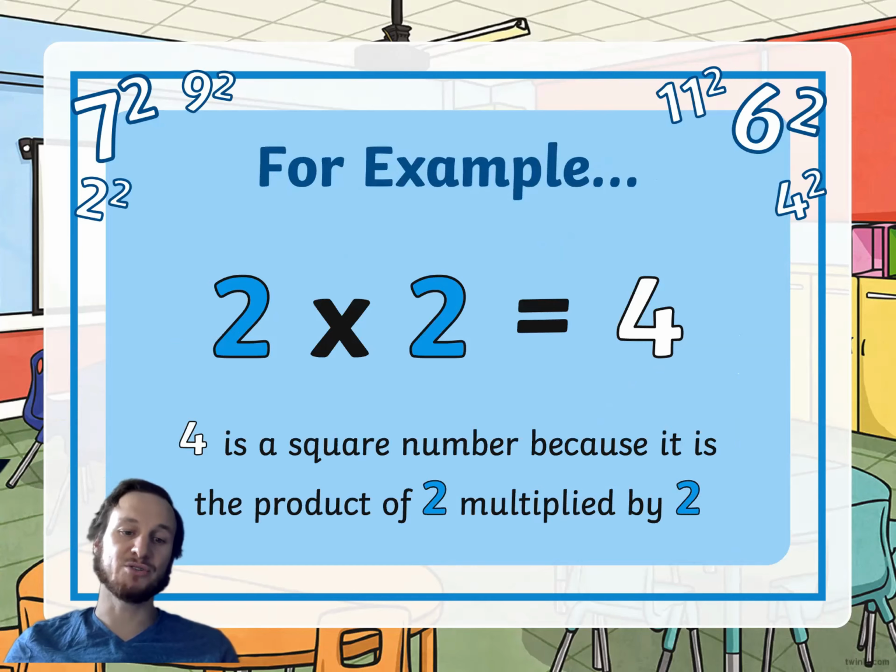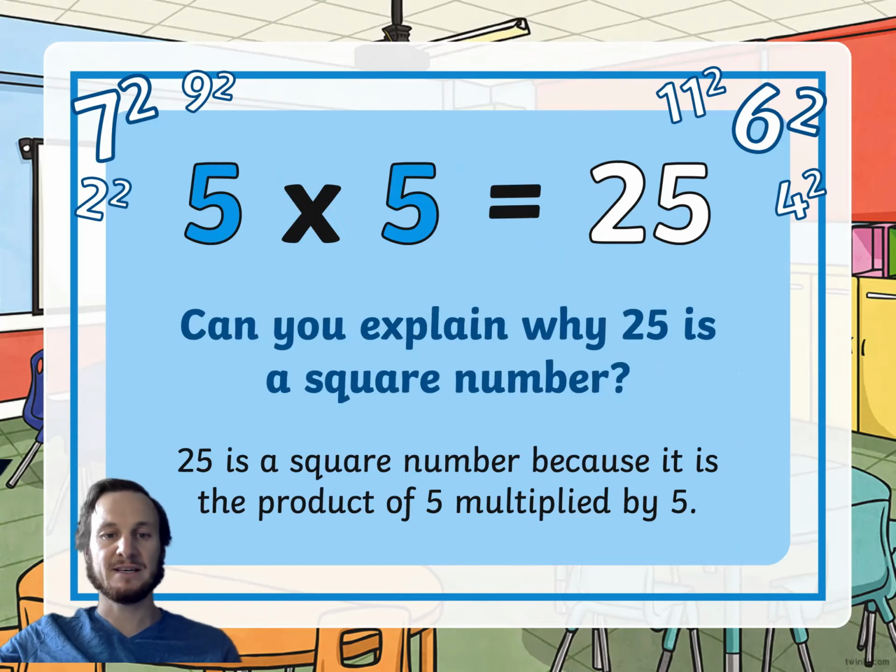For example, 2 times 2 is 4. So if we wrote 2 squared, the answer would be 4. If we wrote 5 squared, you do 5 times 5, which is 25. All right, now I'll look at why we call them square numbers.